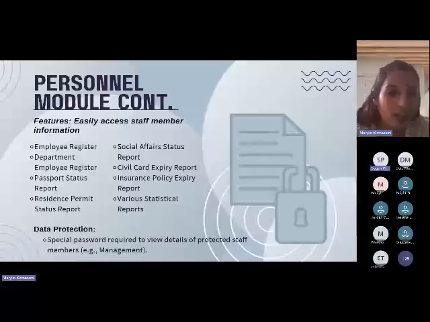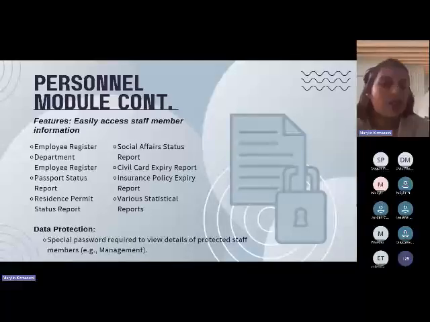Okay, and you'll find that all this information here is password protected. So in a staff administrative system, you have specific allowance for people to access the system or access specific modules that will allow you to input.